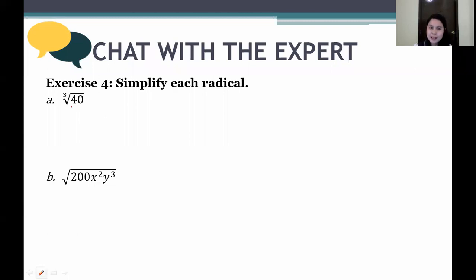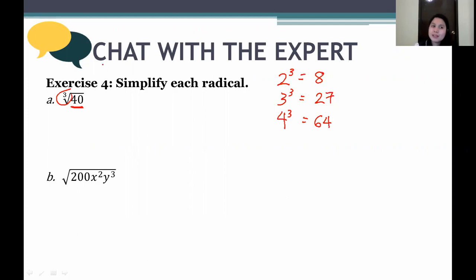Think of a number that is a factor of 40 and with a cube root. Example, I told you we just start with the small ones, like 2 cube. What's 2 cube? 2 times 2 times 2, 8. 3 cube. What's 3 cube? 27. 4 cube. What's 4 cube? 4 times 4 is 16 times 4, 64.